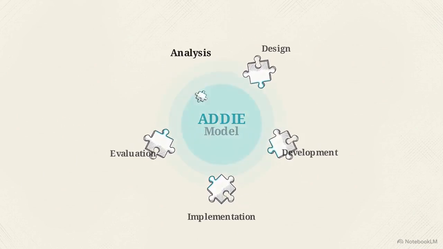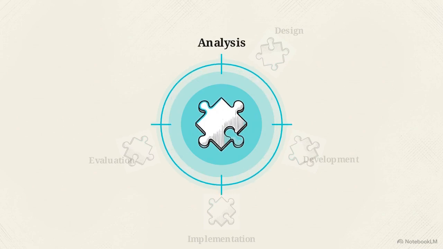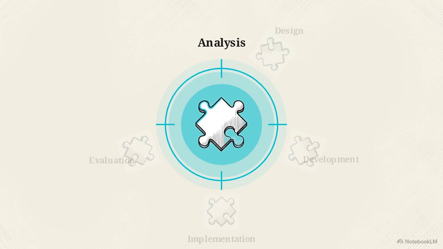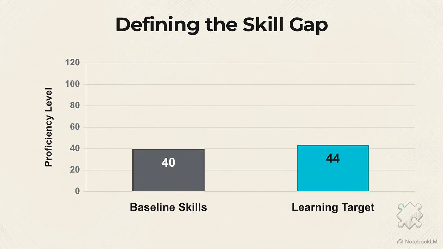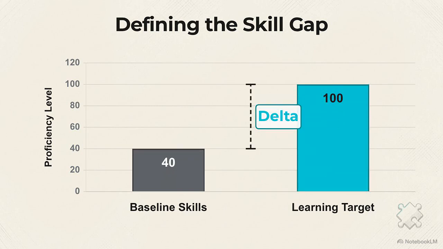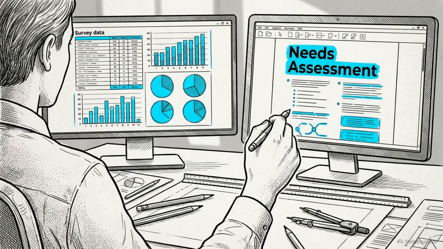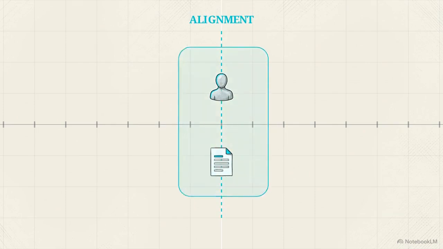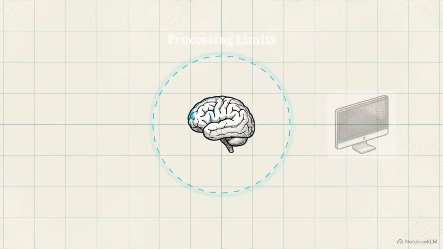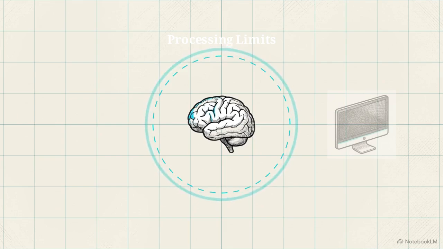The process begins with the analysis phase to define exactly what needs to be solved. Mohammed, a quick scenario. If you are identifying the gap between a student's current skills and your learning target, which phase of ADDIE are you in? That is the analysis phase. By mapping this skill gap early, we align the content with the learner's existing knowledge. This systematic blueprint ensures the final product respects the brain's processing limits before a digital interface is ever built.